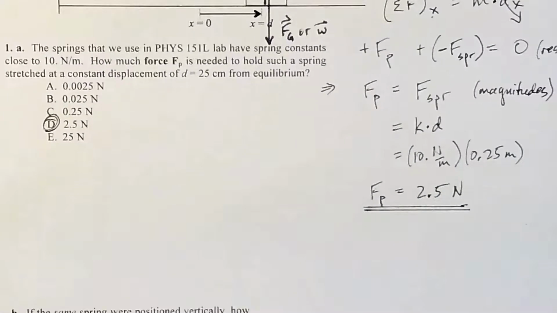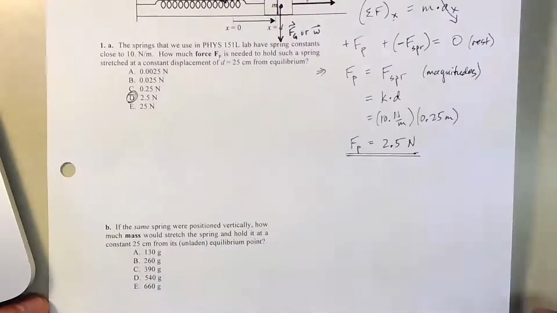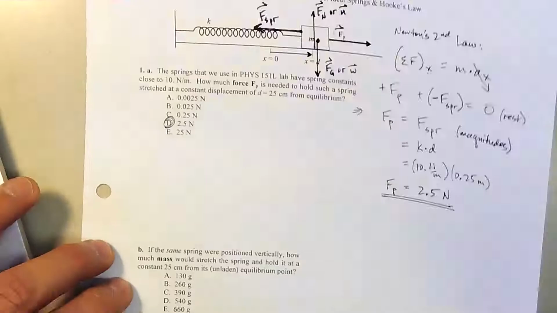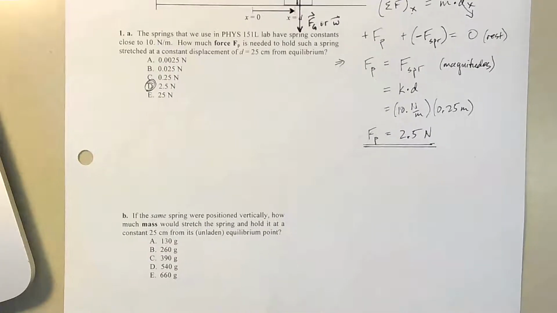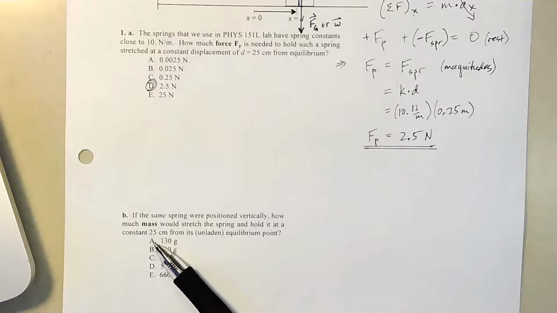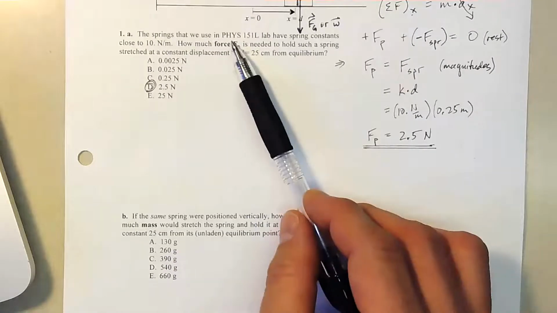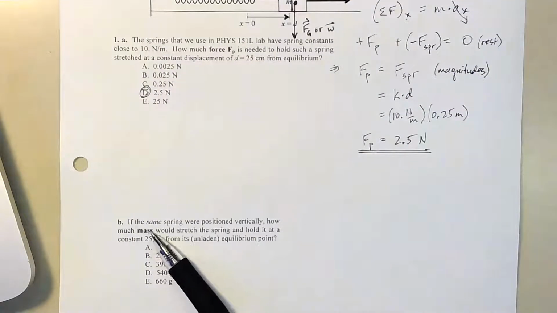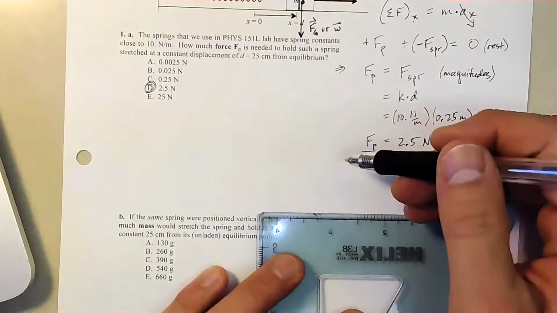Now, if we take a look at the second problem, 1b, what we see is the same spring is positioned vertically. And we want to hold it again at 25 centimeters of displacement. But this time, instead of holding it with some sort of external force, like a person just tugging on it, we want to use a mass to do that instead. So the weight of this mass is going to be the thing that's responsible for holding the spring in position.